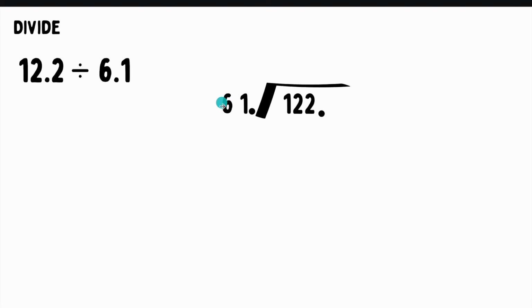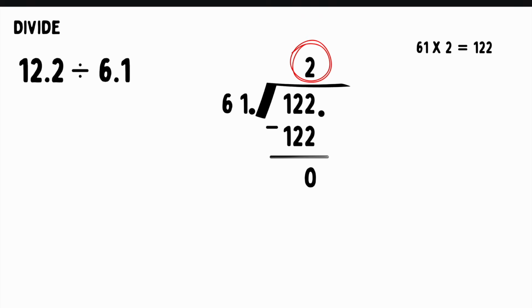Let's think. 61 times what would get us close to 122? Let's try 61 times 2. I know that 60 times 2 is 120, and 1 times 2 is 2, so it will equal 122, which is perfect. 61 times 2 gives us 122. Let's subtract. We have a remainder of 0. The quotient is 2.